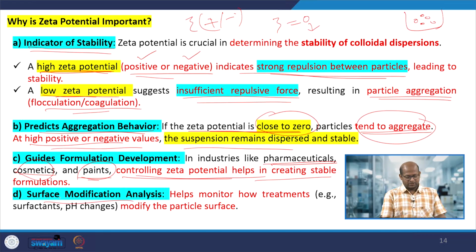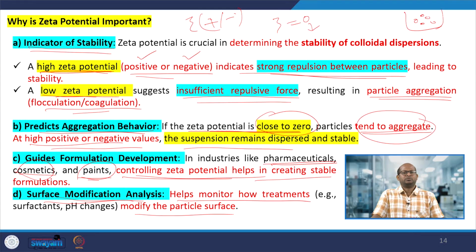Okay. Surface modification analysis also monitors how the particle surface is modified. Suppose initially the zeta potential of that particular solvent, in terms of negative or positive, has a specific value at the beginning. With time the zeta potential may change, meaning coagulation or flocculation is there, or precipitation or sedimentation is there.